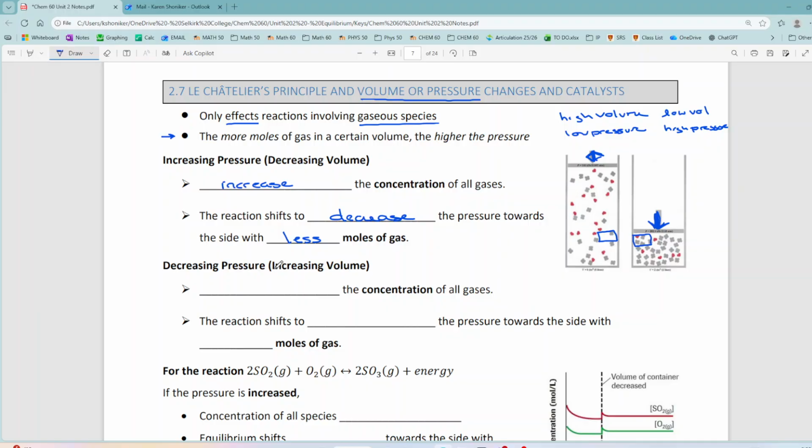If you were to increase the volume, which would decrease the pressure inside the container, that would decrease the concentration of the gases. So the reaction will shift to increase the pressure by increasing the concentration. So it will go towards the side with more moles of gas.